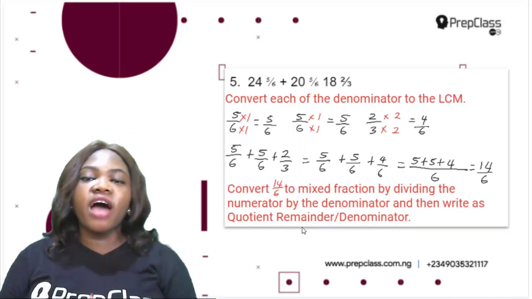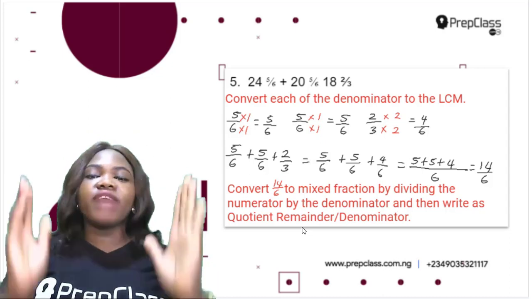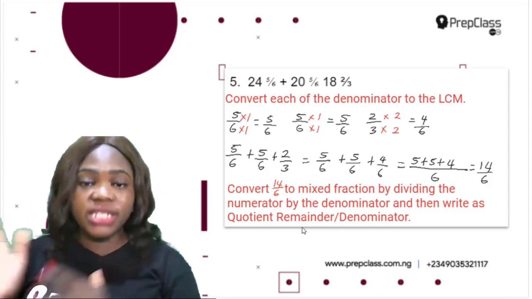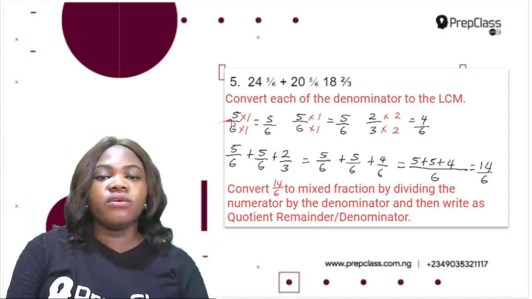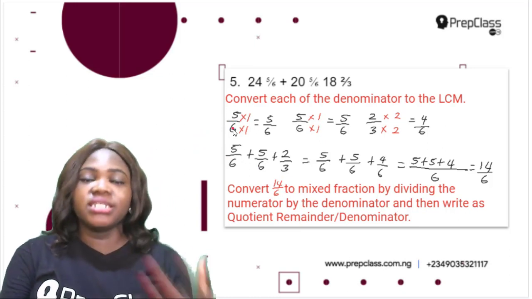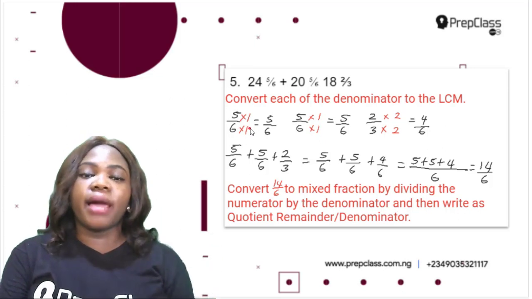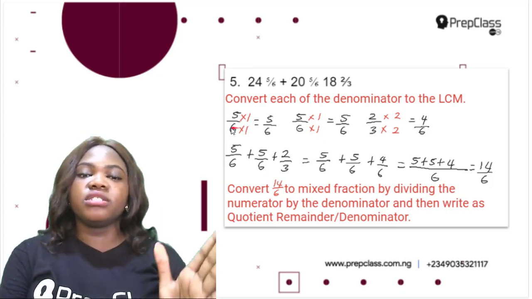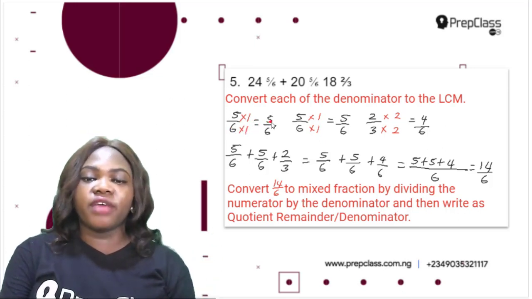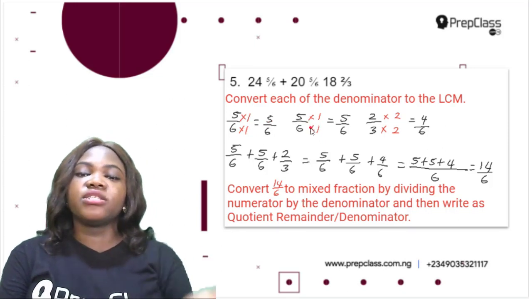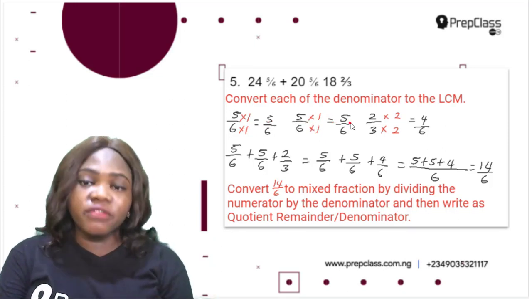Now that we have found the LCM, we have to convert each of the denominators to the LCM. So 5 over 6 is the first fraction. It already has a denominator of 6, so we just multiply by 1. 5 times 1 divided by 6 times 1 would give 5 over 6. Then 5 over 6 times 1 would also give 5 over 6.